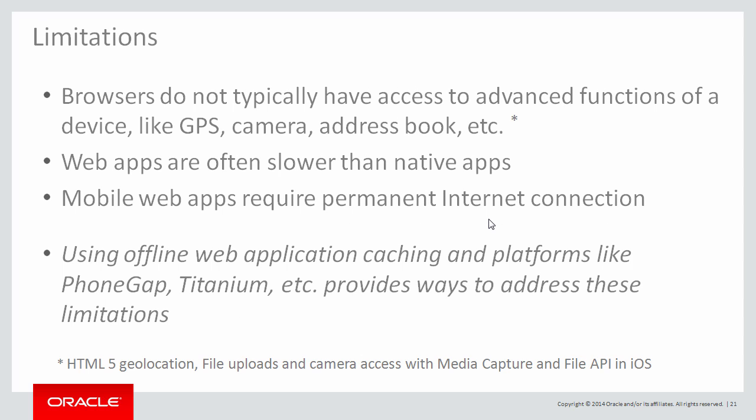However, there are limitations with web-based mobile applications. Typically, browsers don't have access to things such as GPS and the camera. Web applications are often slower than native applications because they need to communicate through the browser. And most importantly, they require a permanent internet connection.